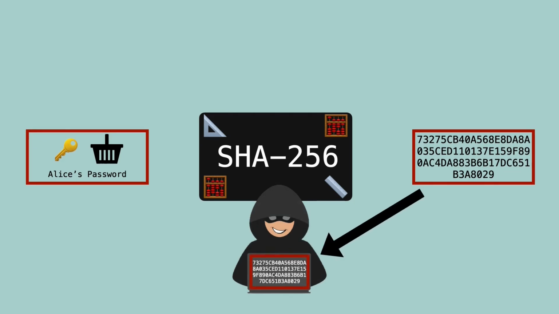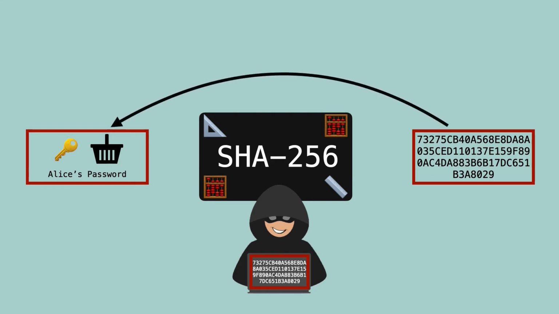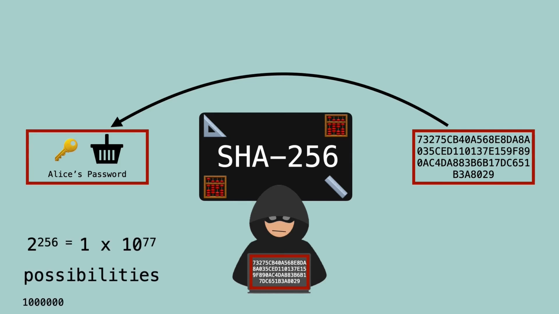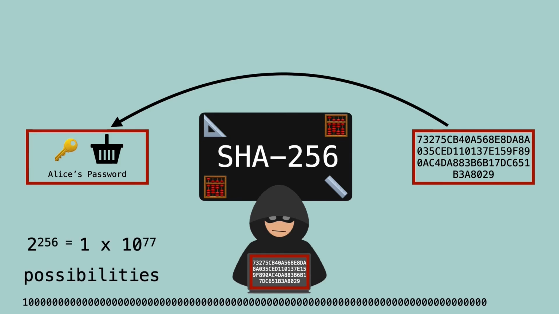If a hacker now gets access to the database, he will only get the hash of Alice's password. To find Alice's actual password, which he would need to be able to log into the online shop, he will have to do trial and error with different inputs. In fact, he will need to try out 2 to the power of 256 different combinations. That is a 1 with 77 zeros. As you can imagine, this would take an eternity, so cracking this algorithm is considered to be almost impossible.